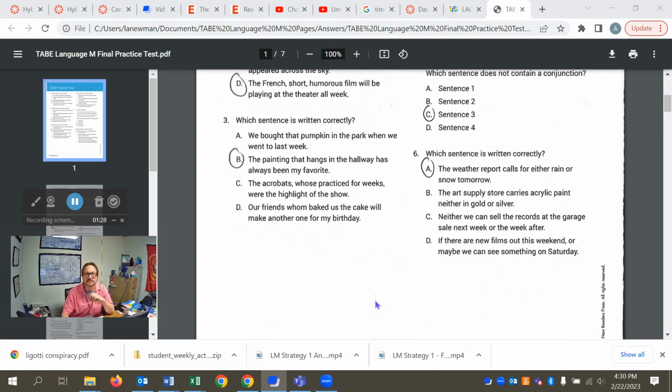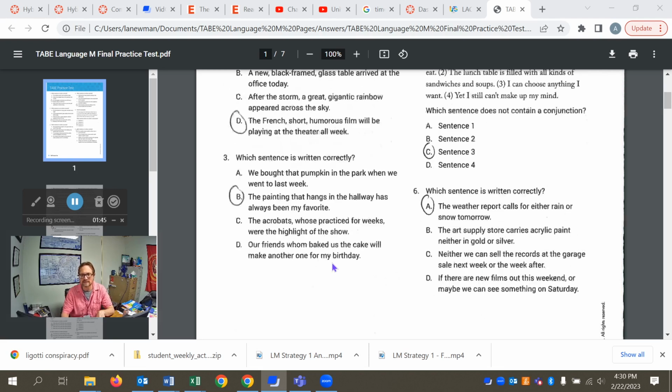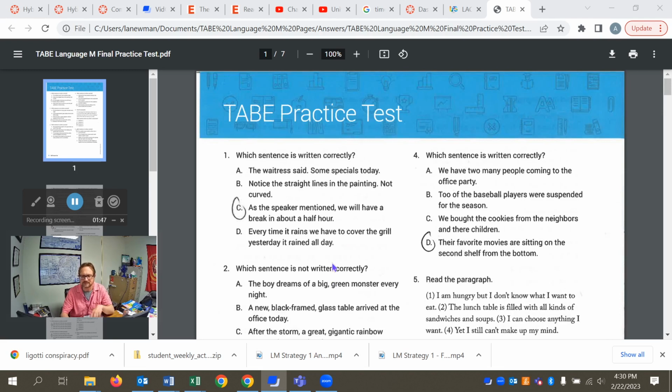Okay, three, which sentence is written correctly? And it's B, the painting that hangs in the hallway has always been my favorite. The rest of these have some unclear pronoun references that make the sentence a little bit incoherent or hard to understand. So B is our correct sentence there.